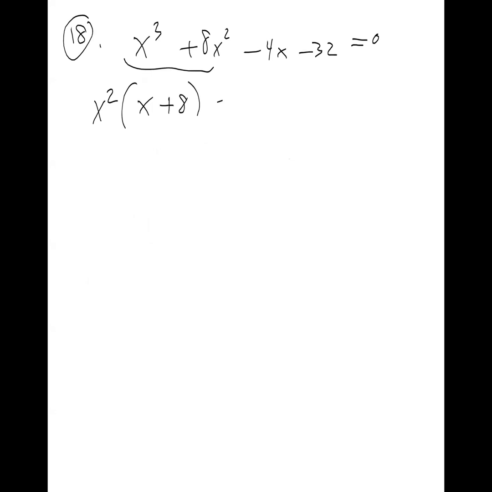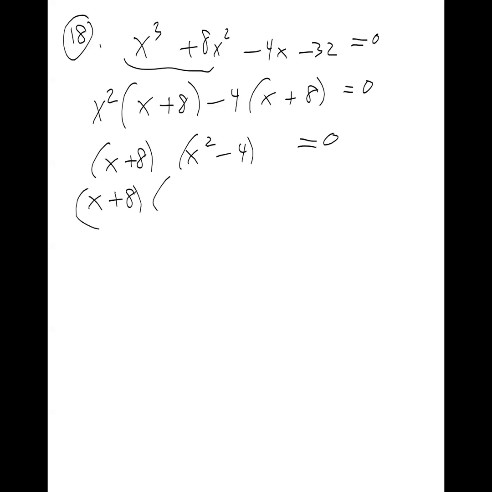Then we're going to take out a negative 4, and we have a positive x and a positive 8 left over. Take out the common factor of x plus 8, and then we have x squared in parentheses minus 4 left over. Factor even further than that, though.